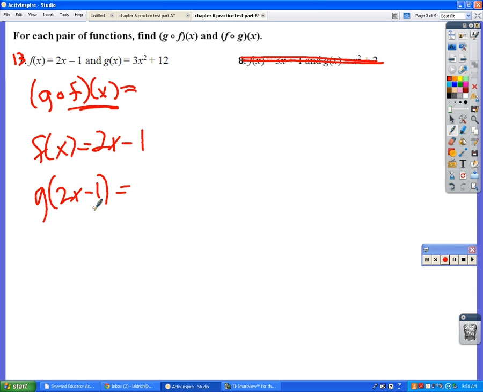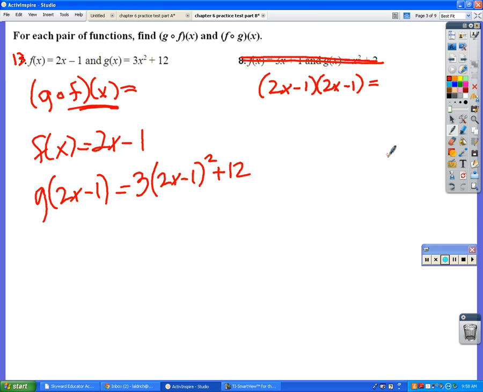Now we're replacing the x's with the function itself. So instead of being 3x squared, it's going to be 3 times (2x minus 1) squared plus 12. Okay? So now you have to figure out what (2x minus 1) squared is. So (2x minus 1) squared is (2x minus 1) times (2x minus 1).